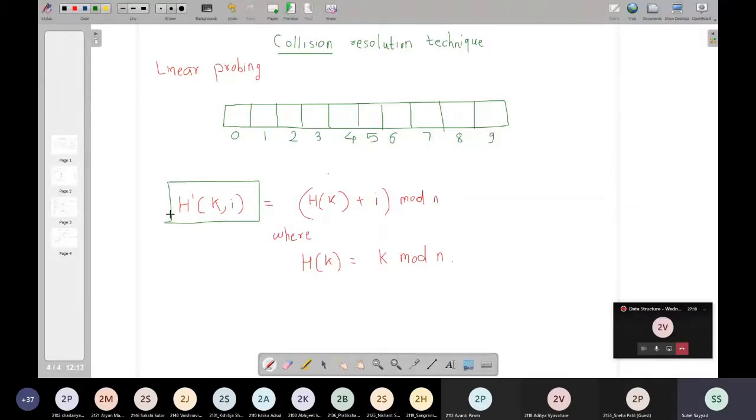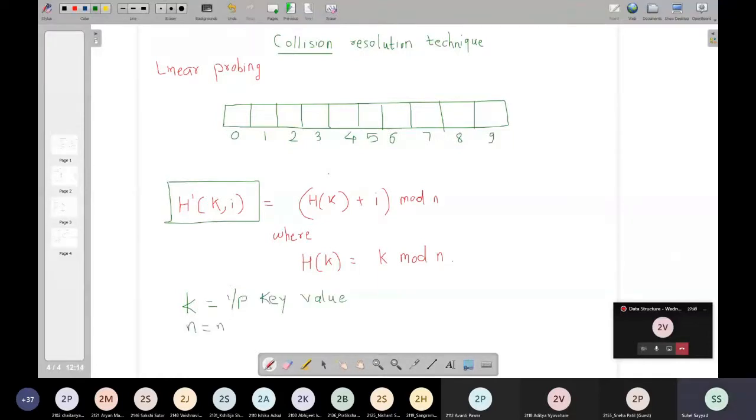In this, what is k? k is our input key value. n is the number of slots available.